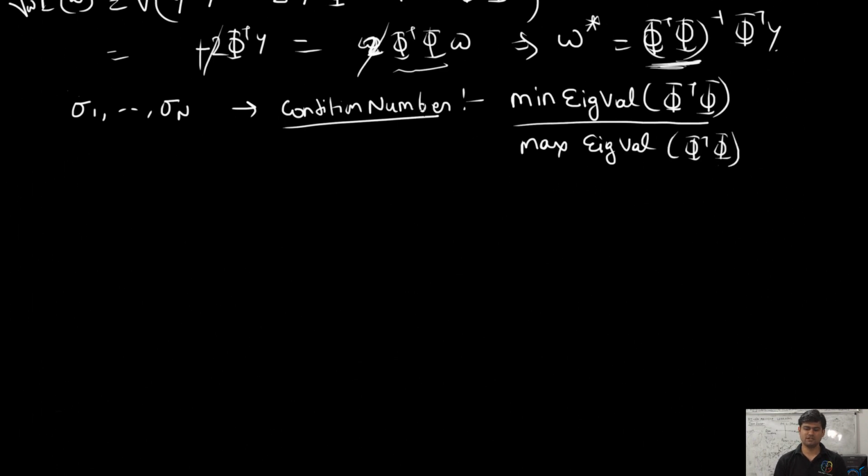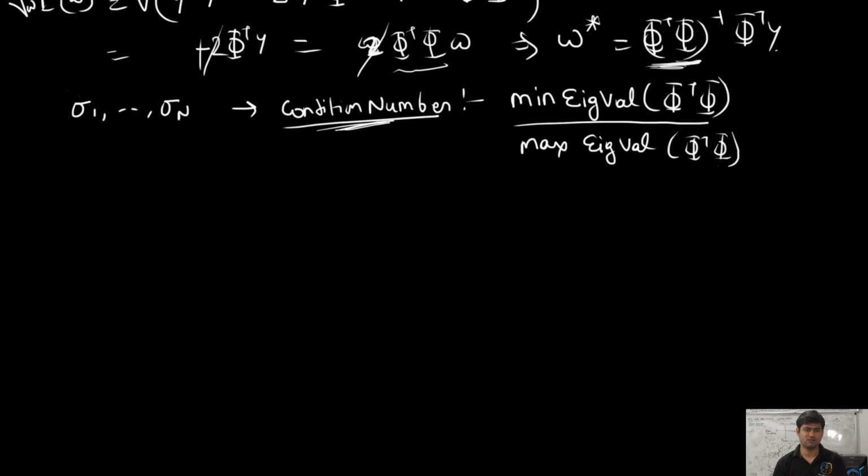So if the condition number is 1, it means that the matrix is very well conditioned, and if this number is very small, then it means that if we try to invert this matrix, it can be very difficult. There's a better way of understanding what role the condition number plays in the minimization algorithm.